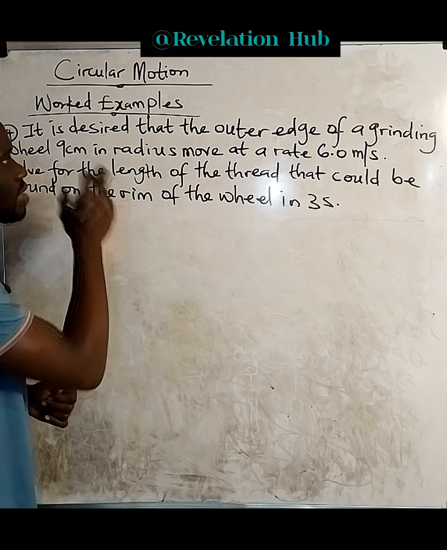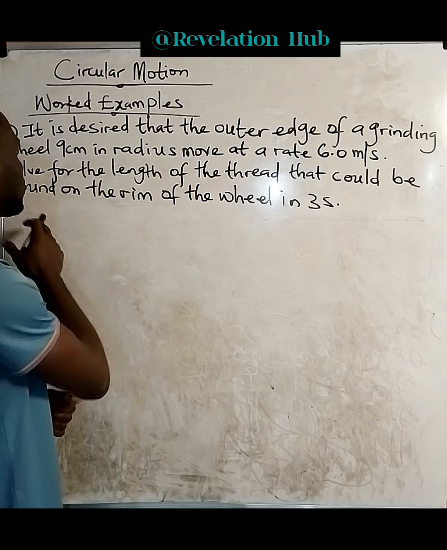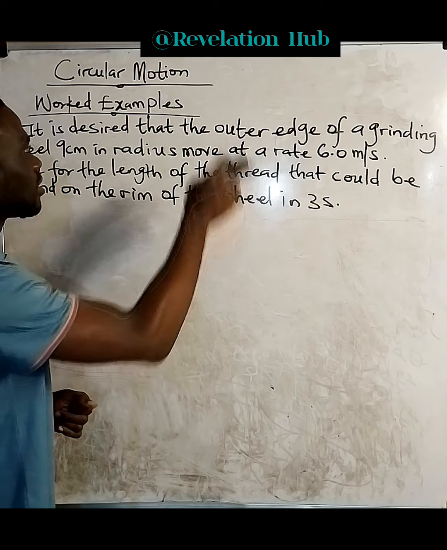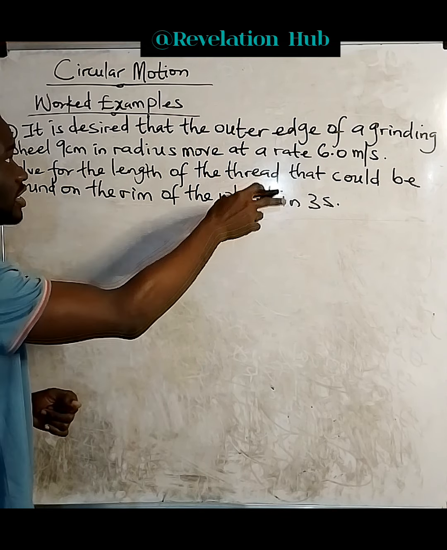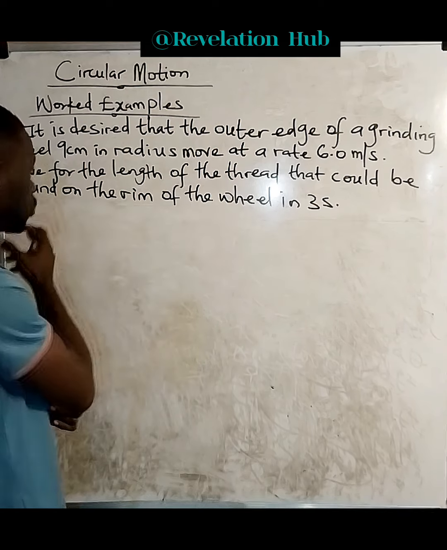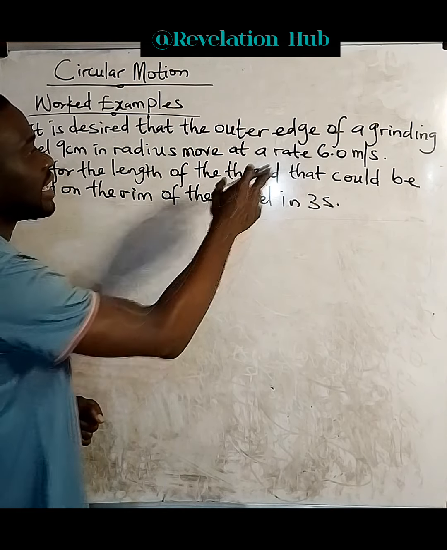It is desired that the outer edge of a grinding wheel, 9 centimeters in radius, move at a rate of 6.0 meters per second. That's a linear or tangential speed. Solve for the length of the thread that could be wound on the rim of the wheel in 3 seconds.